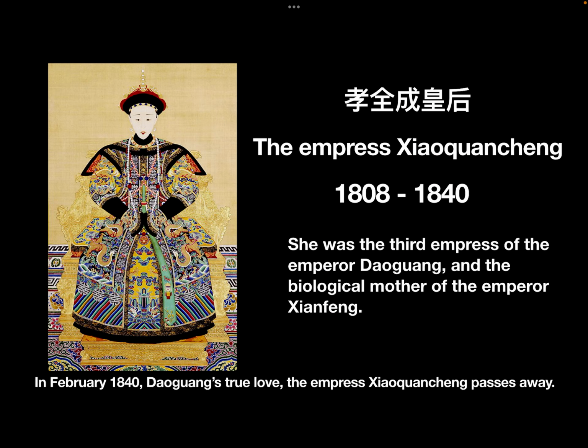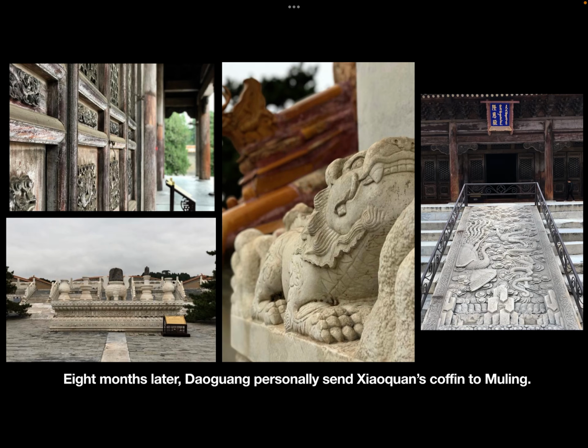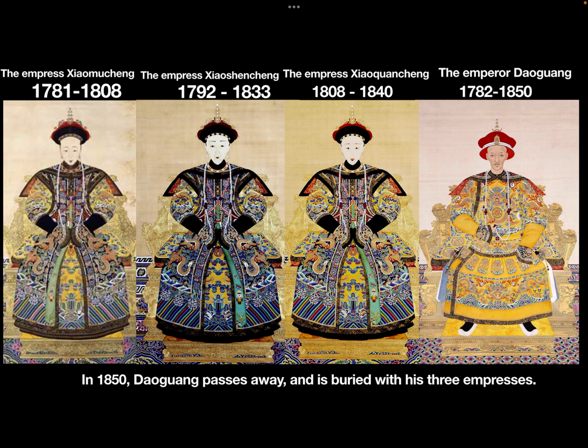In February 1840, Daoguang's empress, Shenjing, passes away. Daoguang personally sent Shenjing. In 1850, Daoguang passes away and is buried in Muling.